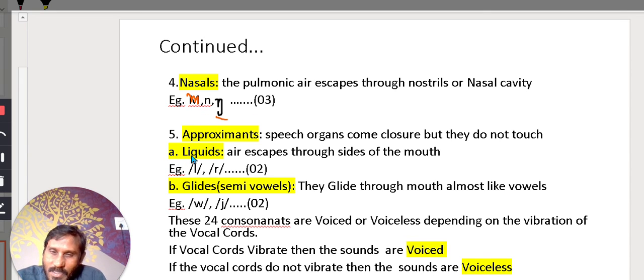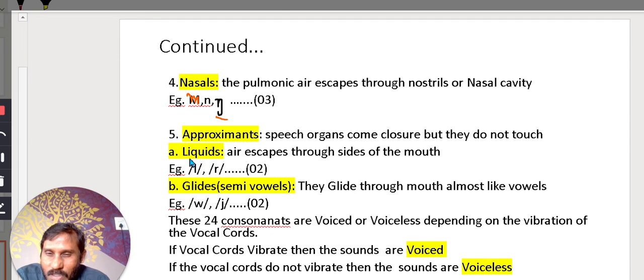And coming to the next category, approximants. Okay, approximants means the speech organs come almost close, they approach. They don't totally close. That is approximation. They come closer. For example, if 100 is there, you reach up to 99, then you have reached 100 approximately, almost close. But they're not totally close. So it is further divided into liquids and glides.